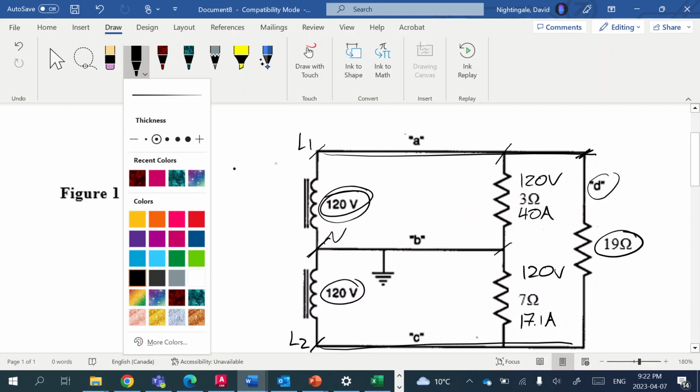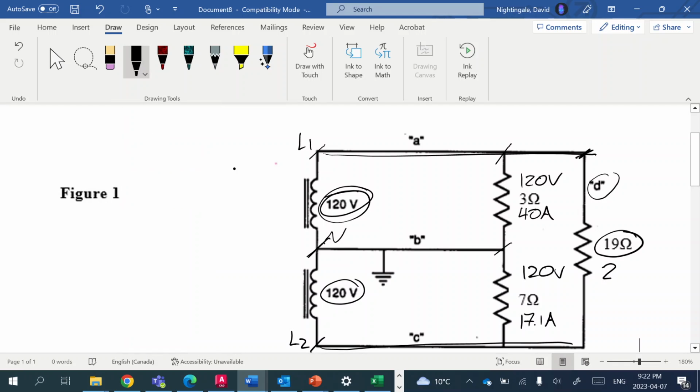So that's going to see the full extent of our source, 120 volts and 120 volts, which is 240 volts. Now we can take that 240 divided by 19, and we have a current of 12.6 amps going through that there.